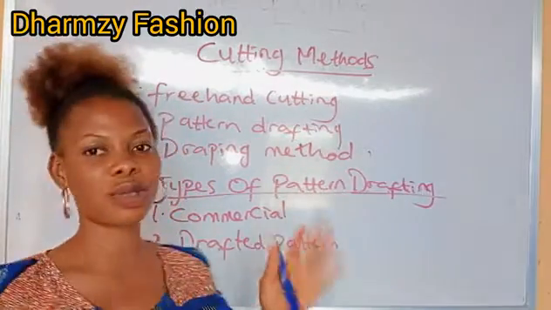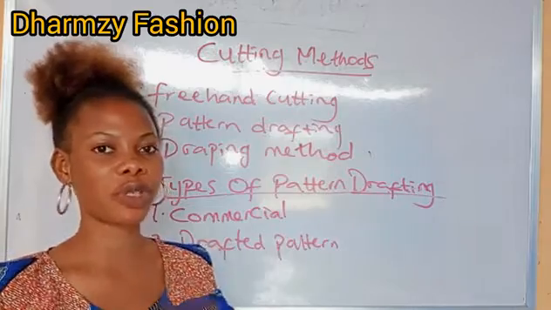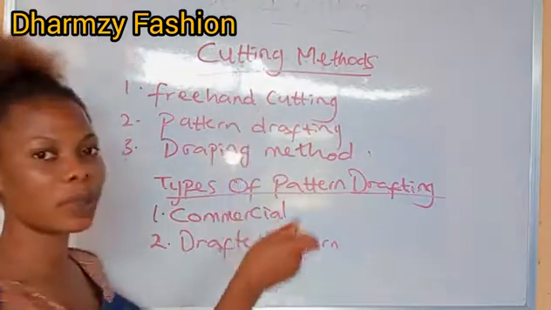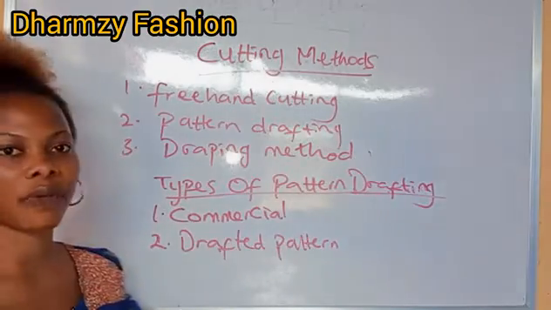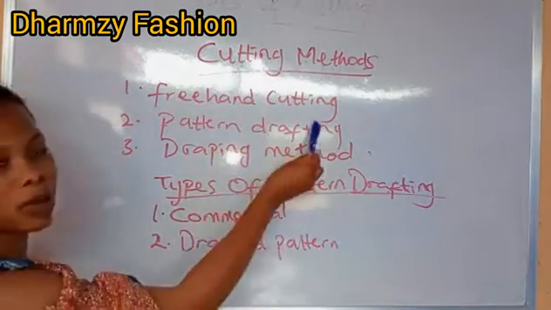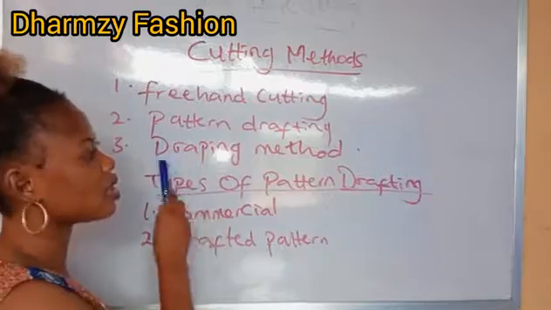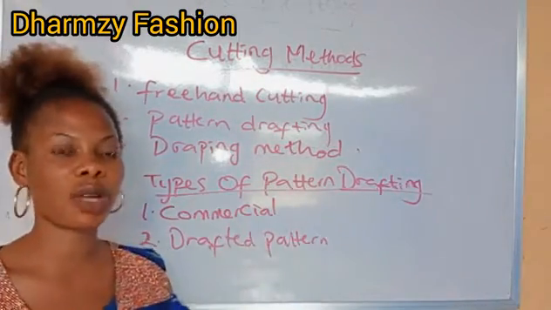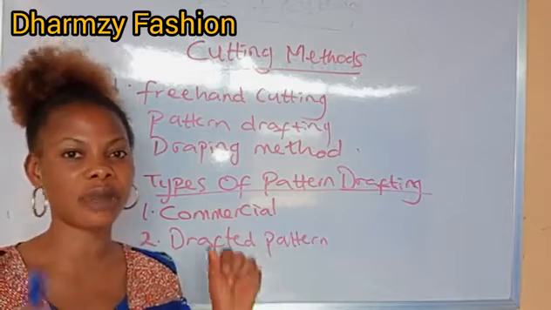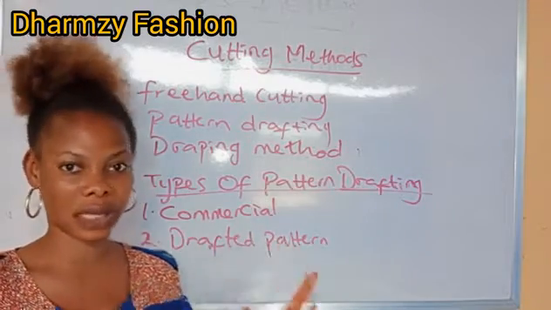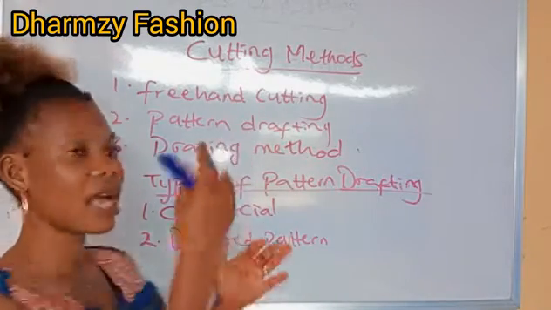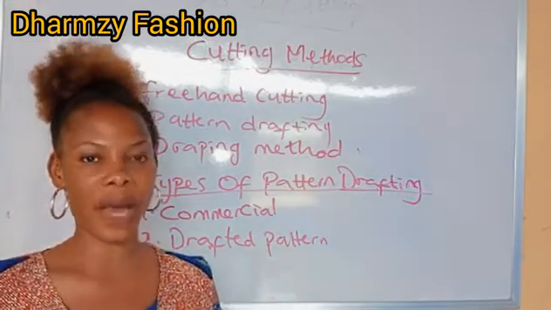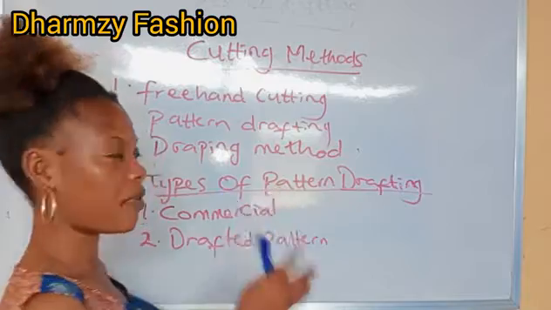In today's tutorial video, we are going to be showing you different cutting methods. As you can see on the board, we have different types of cutting. We have the freehand cutting, we have the pattern drafting, then we have the draping method. The freehand cutting has to do with you cutting directly on your fabric with the use of scissors, your tape measurement and other things. While the pattern drafting has to do with a method of cutting with the use of paper before transferring into your fabric.